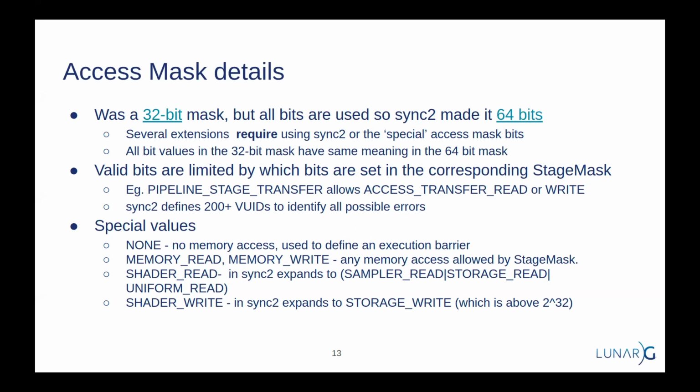There's also a few special values for access masks. None is no memory accesses, and that's a pure execution barrier. Then there's memory read and memory write, which expand to all types of memory accesses allowed by your stage mask. And then in synchronization 2, several pipeline state or access masks get split up, such as shader reads get split up into if it's sampler, storage, or uniform reads. Shader write has an alias that's storage write, and then I think there's some other, the vertex accesses got split up as well.